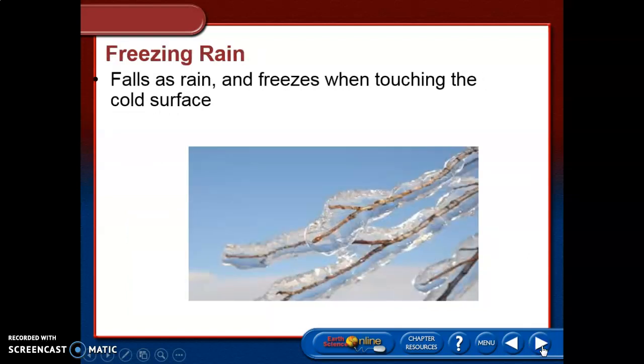Freezing rain is basically when water falls down in the form of rain, and when it touches a really cold surface, boom, it freezes. And we all know down here in the South, when you have freezing rain, it's a very ugly thing because a lot of this stuff will freeze on those power lines or on the limbs of trees, and they fall and break the power lines, or the power lines themselves break, and then we're out of electricity for a couple of days.